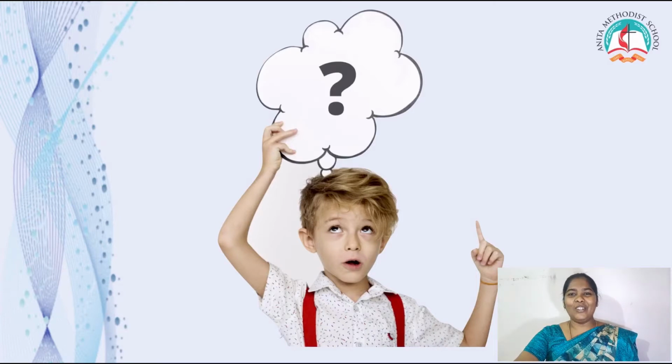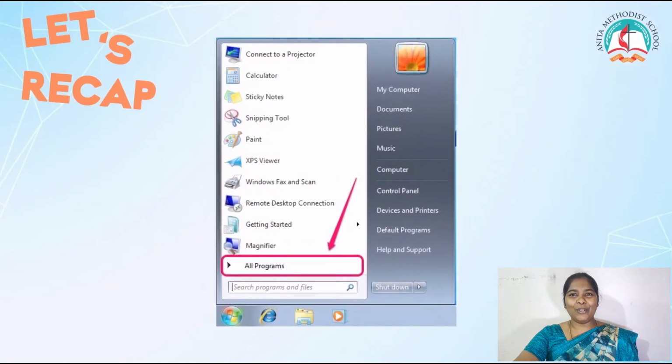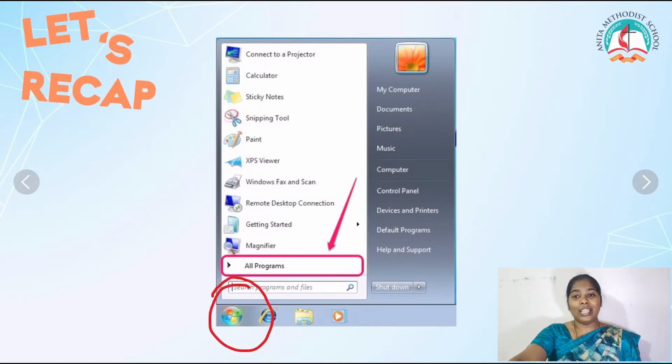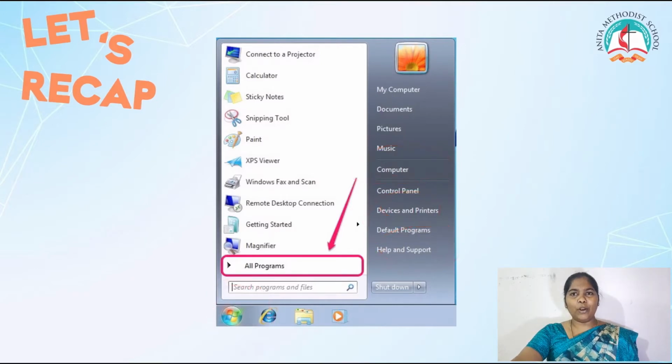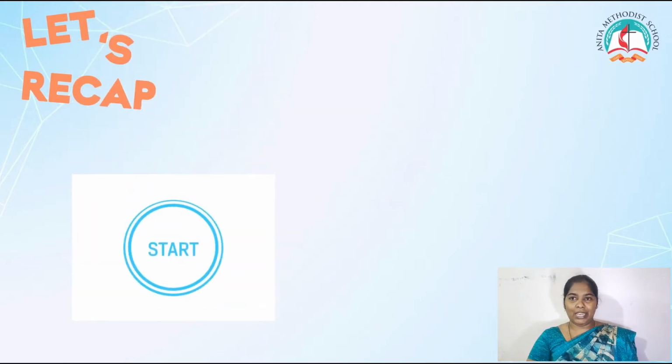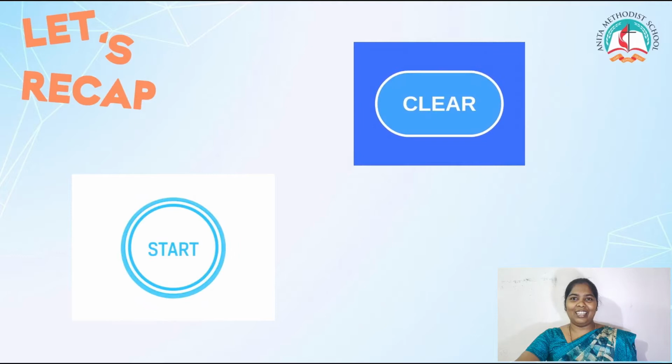Yes, very good, children. We learnt about start menu. Under start menu, when you click start menu, there is an application, computer icon, help and support, devices and printers. So we learnt about all these options. And also we learnt about how to start an application, how to close an application. I hope you will know to start an application, close an application.